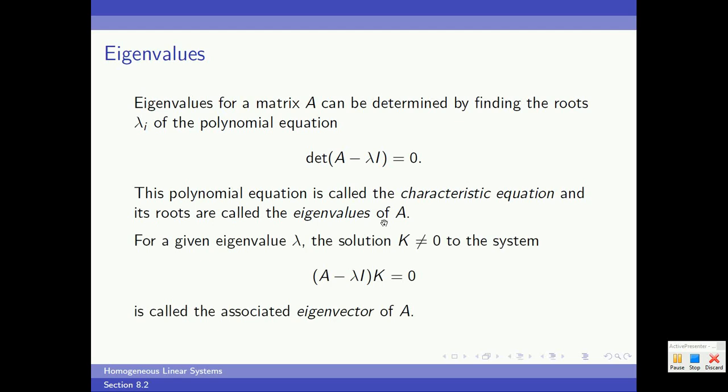Given an eigenvalue, the next thing that you need to do is find the eigenvector. The eigenvector is just this k. Eigenvectors are never equal to 0. So it's this vector k not equal to 0 that is the solution to this system. Given lambda, let's say lambda is 1, you plug in lambda equals 1 here. This is the identity matrix. You find this matrix here, and then you solve for the vector that gives this thing times your vector equal to 0. And then that's called your eigenvector.